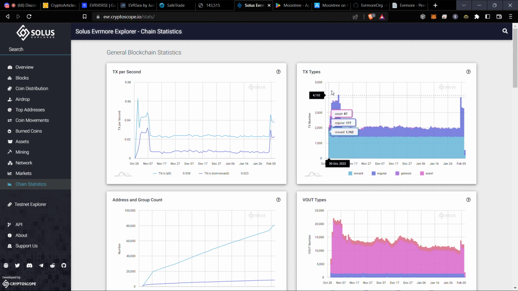Transaction type. Looks like a lot of them were made in November, and then it dips down. I mean, it's not stopping. People are still making assets, which is pretty good. There's activity here. I'm actually surprised that there's still, well, what is this?